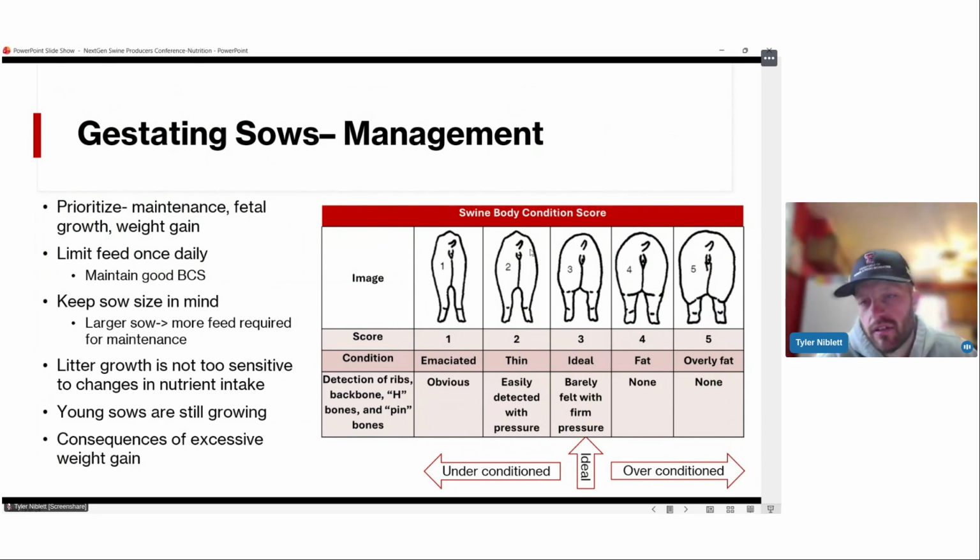So this table here on the right is the table for sow body condition score. Your ideal body condition is about a score of 3. If you have a score of 2, you want to increase that feed level. If you have a score of 4, you still need to make sure that we're maintaining that sow. Provide enough feed for her to maintain her body, but not necessarily trying to feed her overweight.